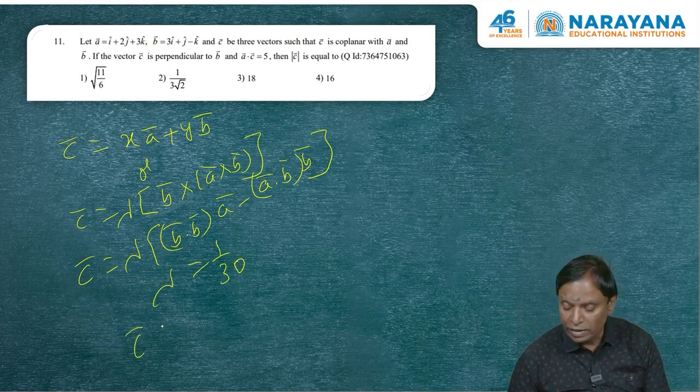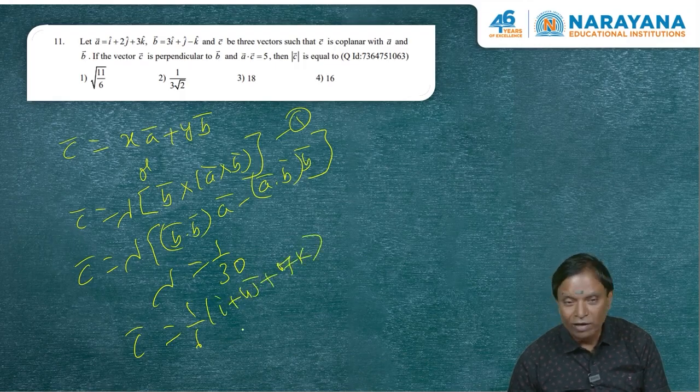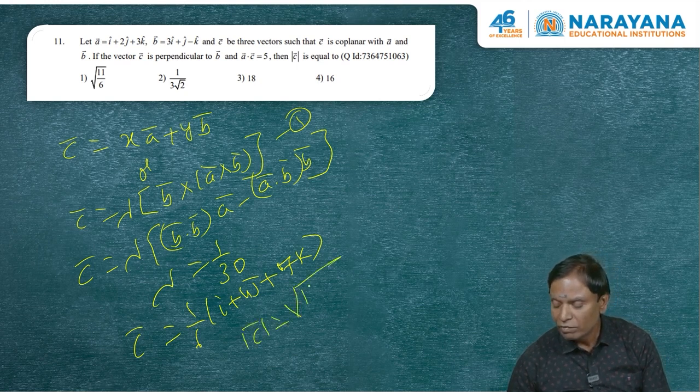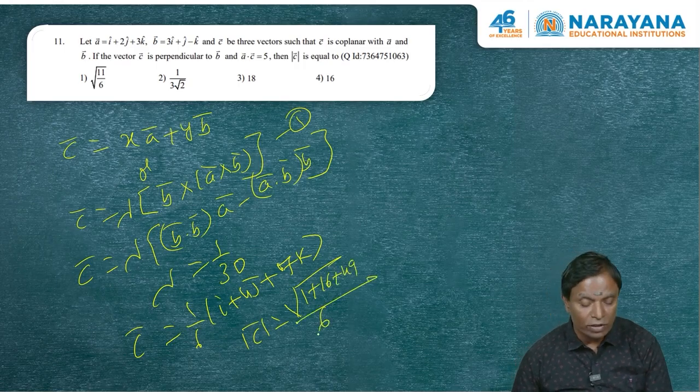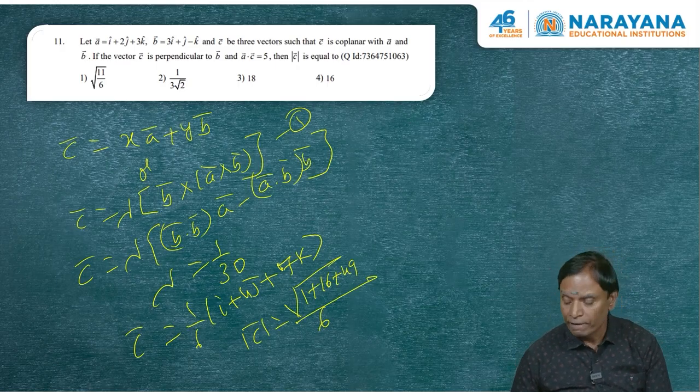You will get the vector C bar by substituting 1 by 30 in equation number 1. You will get C bar as 1 by 6 into (i + 4j + 7k). Then you can calculate the modulus of C, which is nothing but root of (1 + 16 + 49) by 6, which is root 76 by 6. You can look into that. Okay, we will go to the next question.